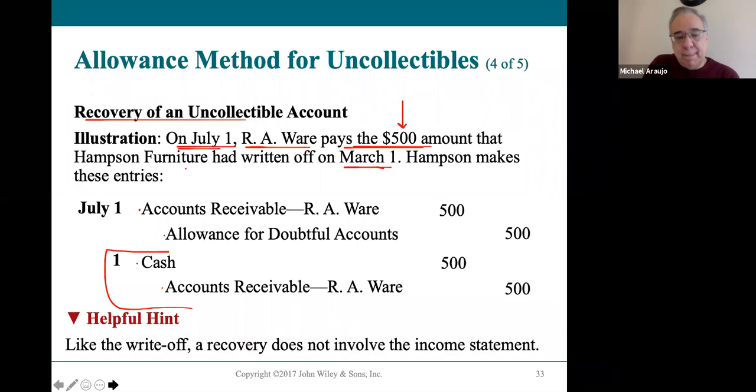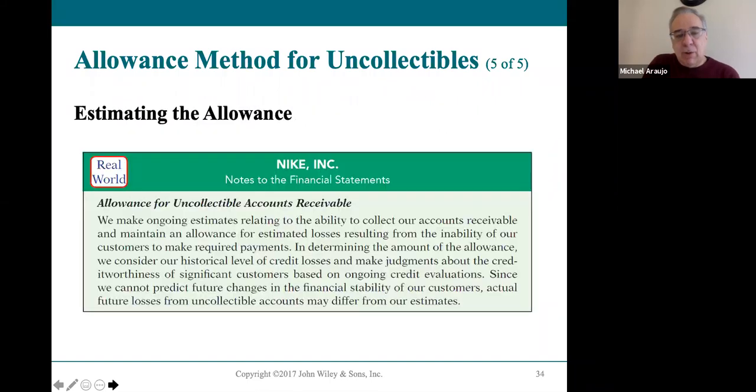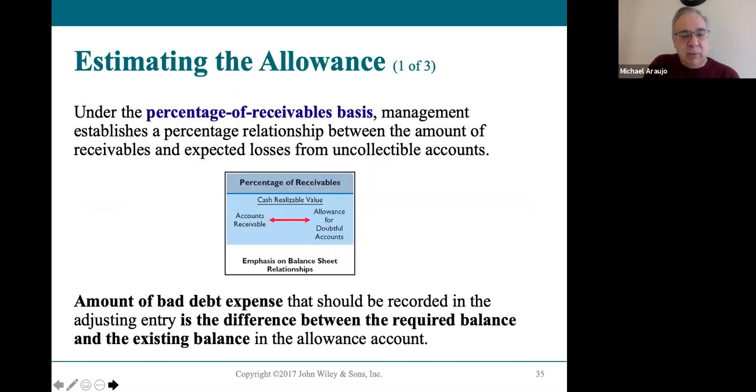Okay. So again, every company has to disclose in their financial statements, in their annual report, exactly how they estimate their allowances for doubtful accounts or uncollectible accounts. So you'll see that in every single annual report. So there's two ways that they estimate. Okay, the simplest way is simply to take a percentage of their receivables.